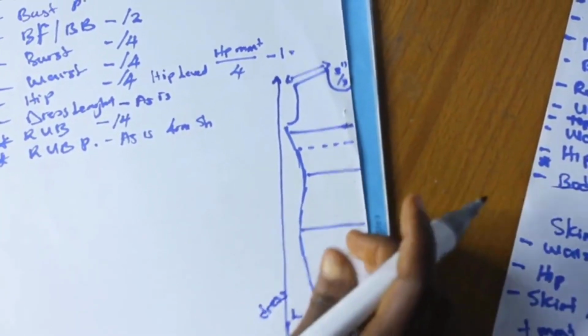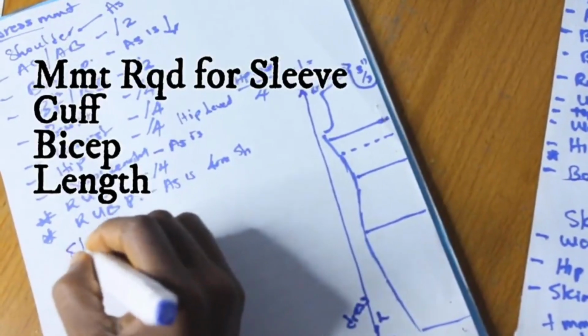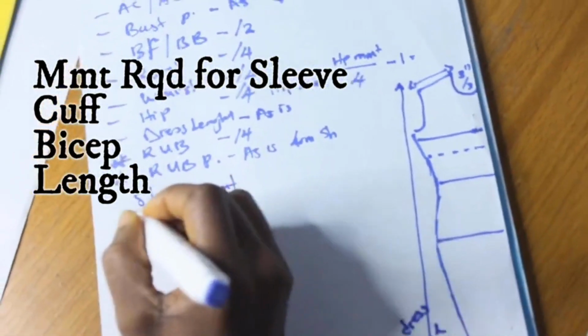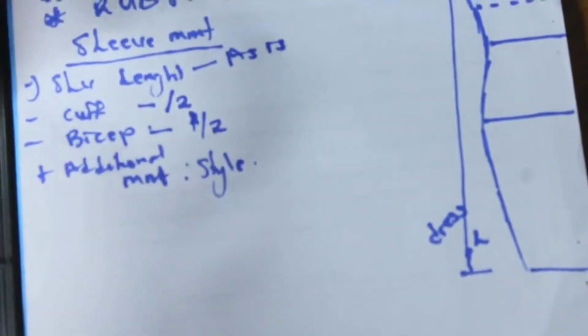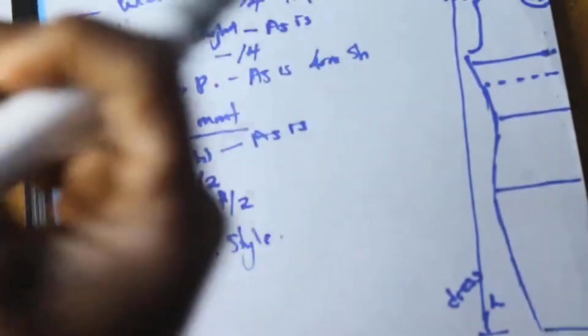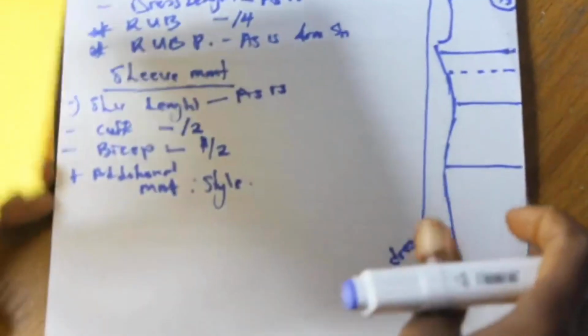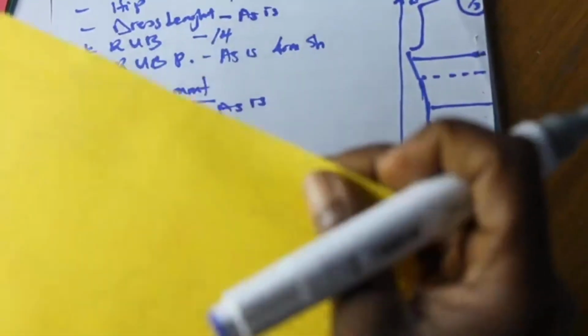Then for the sleeve measurement, the sleeve also, as with the dress, is cut on fold, but there are some adjustments you might need to make when you do it open. Like I told you, now we are not drafting the main block for the patterns. What I'm doing here is just showing you how to apply these measurements.